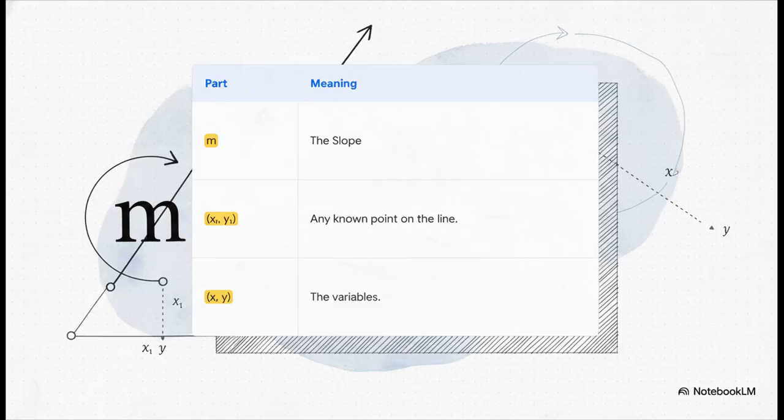Okay, let's do a quick anatomy lesson on this thing. The m, no surprise there, that's our slope. Then you've got x1, y1. Now this is the cool part. This can be the coordinates of any point you know is on the line, any single one. And the regular x and y, those are just the variables. They're what stay in the equation to define the whole line.